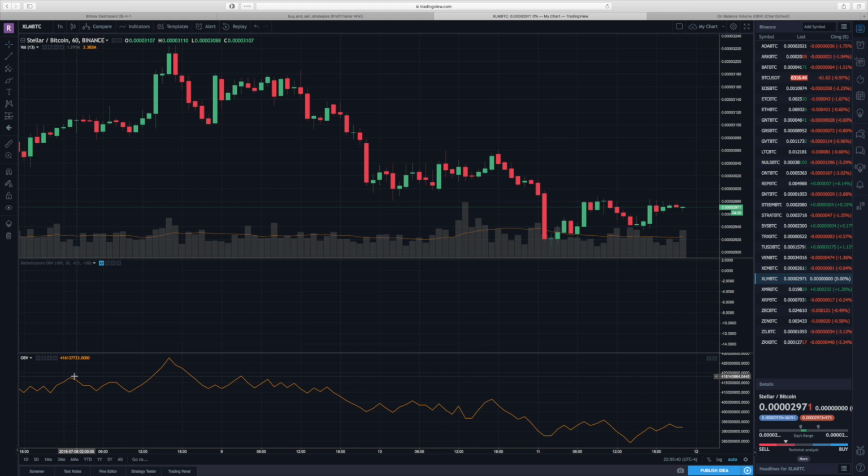That is the on-balance volume for that candle. So that is the total. What it's measuring there is the on-balance volume in the number of Stellar coins on this market. Okay, so that is a huge number.